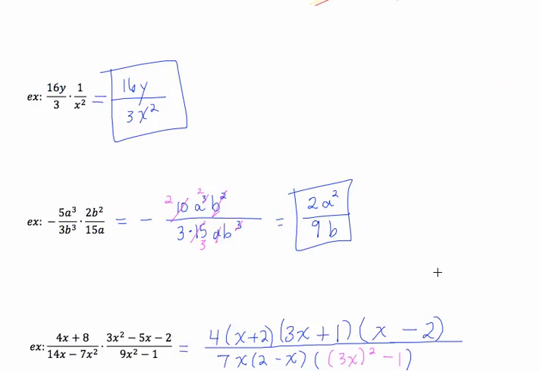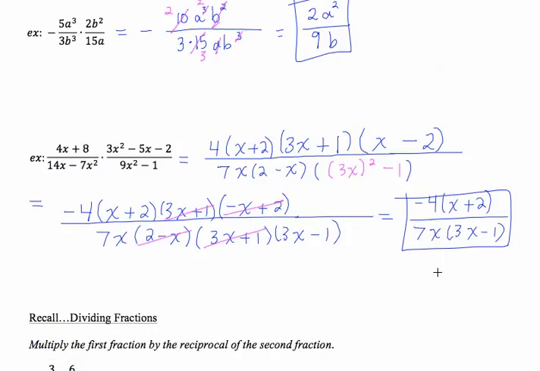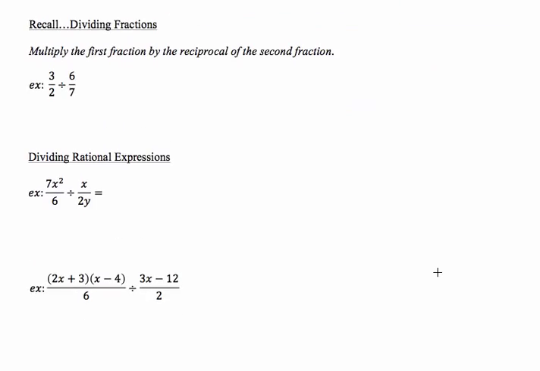Okay, that's it for multiplying rational expressions. It's fairly straightforward. Multiply across the numerators, multiply across the denominators. So that's all we're going to do there. Well, now let's divide a few rational expressions.